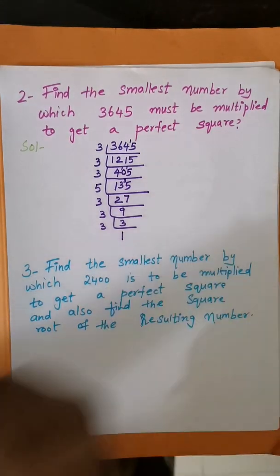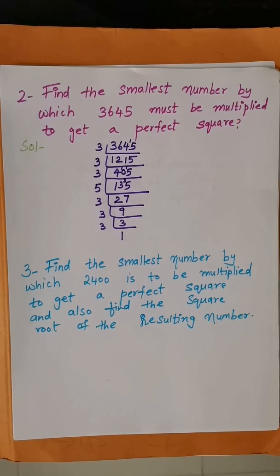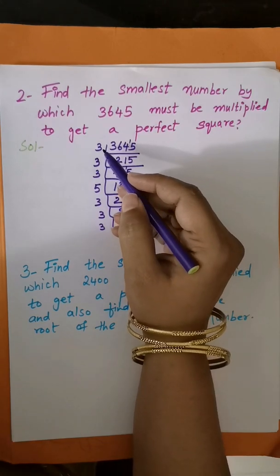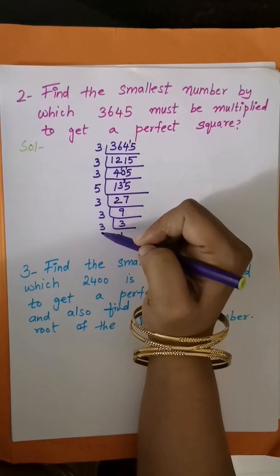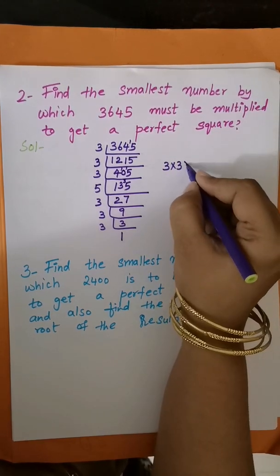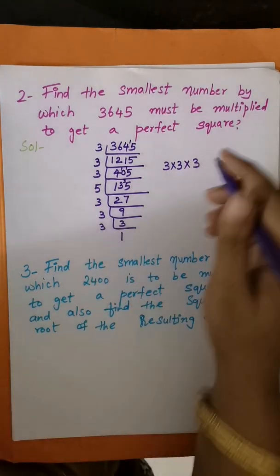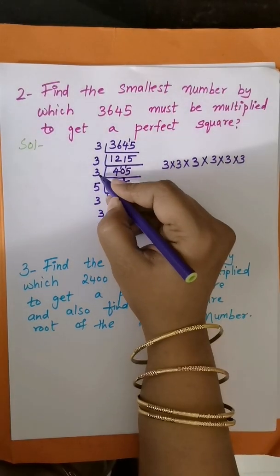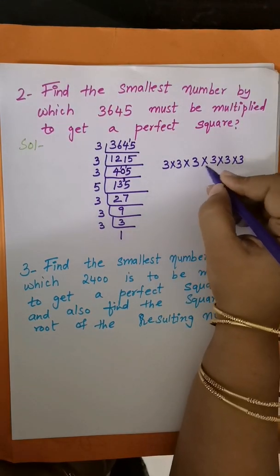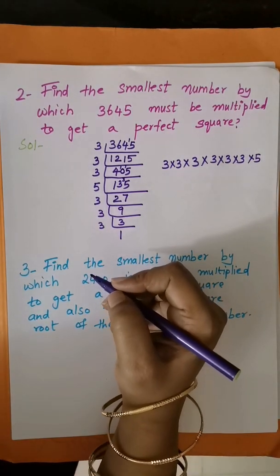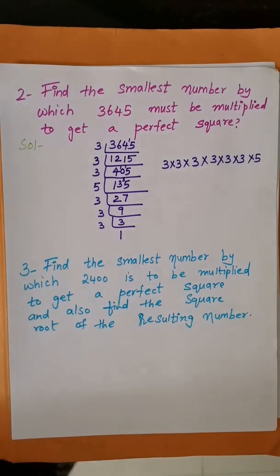So what we have to do here is, how many 3s are there? 1 2 3 4 5 6. 3 into 3 into 3 into 3 into 3 into 3, 1 2 3 4 5 6, into 5. These are the prime factors of 3645.